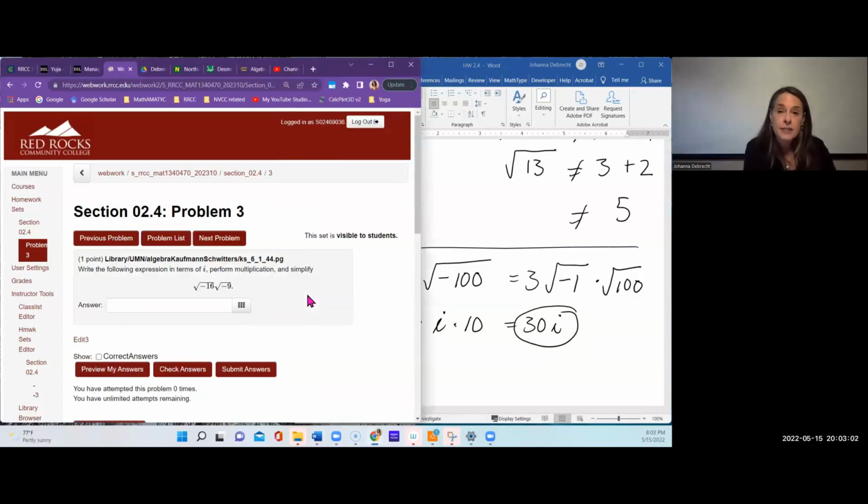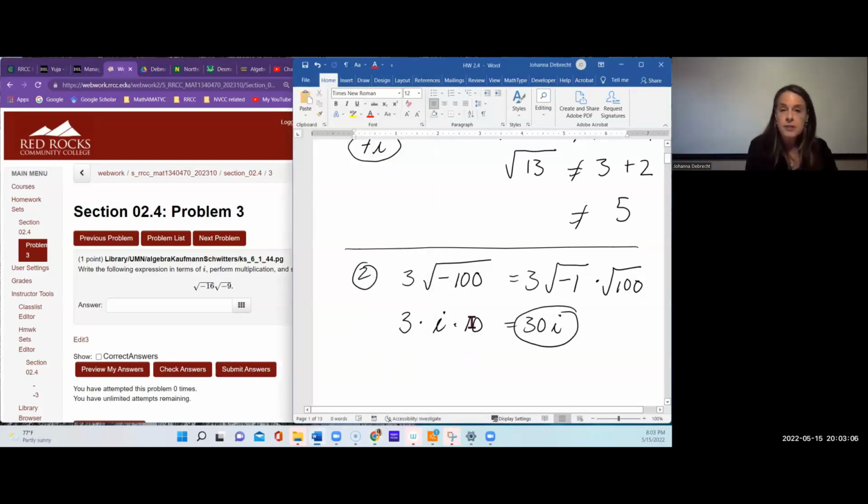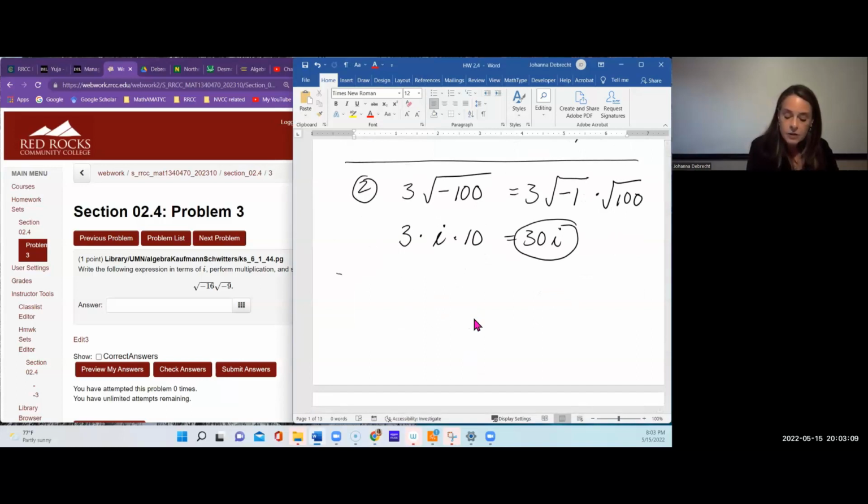Let's take a look now at this next problem. It is very tempting for students to want to put the 16 and the negative 9 under the same radical and then say that the negative times the negative gives you a positive, so that it would end up being the square root of 144, which is 12. The problem is negatives can't cross the radical symbol. They can't go outside. So you cannot combine the two.